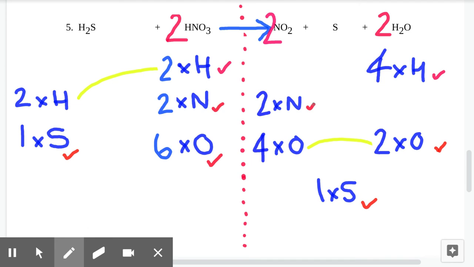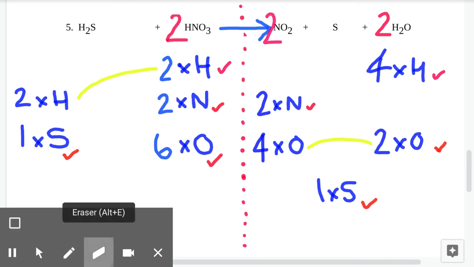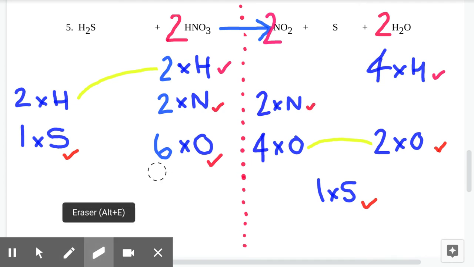And ultimately, we've balanced the equation. Getting rid of this number 3 gave it a little bit of a head start and made the rest of the equation a little bit more simple. Sometimes it works, sometimes it doesn't. But it's always worth a shot first off.